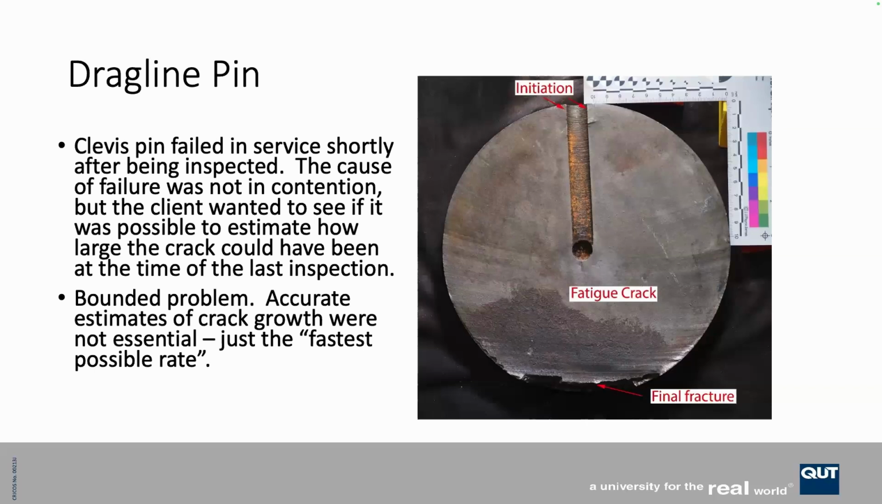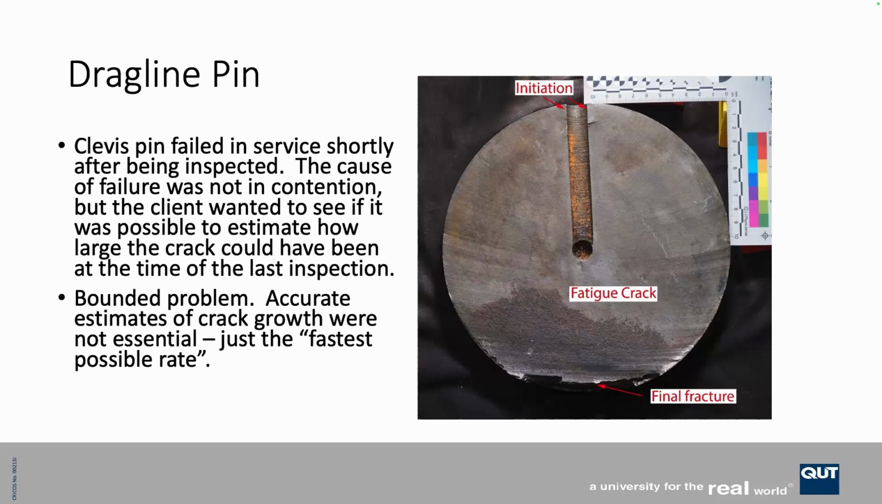It's an absolutely beautiful fatigue fracture, at least for people like me. And not so beautiful for the mine. It was from a drag line from a mine. The actual cause of failure is pretty obvious. There's an oil gallery or a grease gallery here, and the crack started at the grease gallery, probably just on the inside, and then grew through. This was about 40 years old, this pin.